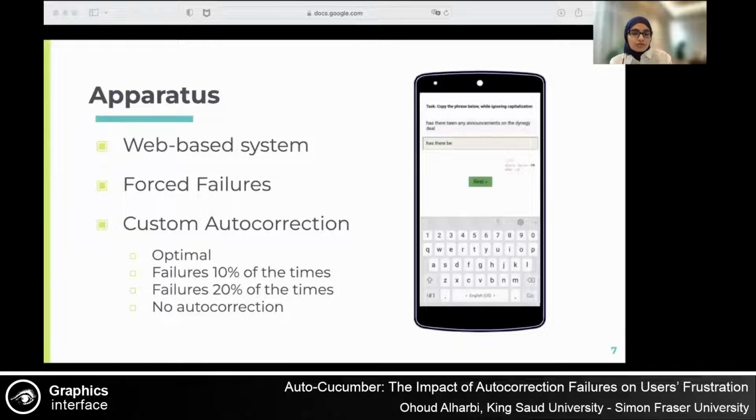We exposed participants to 4 conditions: optimal, failure 10% or failure 20% of the time, and also a no autocorrection condition. The optimal condition always produces perfect autocorrections, which closely resemble an oracle. We force frustrating events through autocorrection failures and then ask participants to subjectively report on their experience during the study. For autocorrection that fails 10 or 20% of the time, the system generated a believable, close enough result.